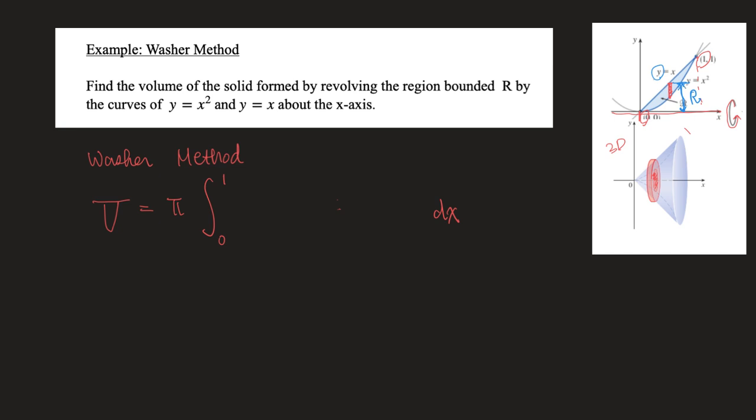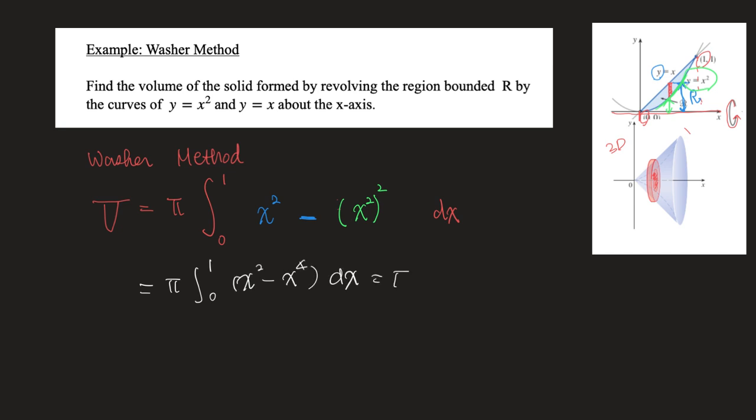So y equals x, and that's x squared, minus. What is the shorter radius here? The shorter radius is right here. That's the function y equals x squared, so the radius is x squared, and then squared. Let's set up this integration: pi times the integral from 0 to 1 of x squared minus x to the fourth, dx.